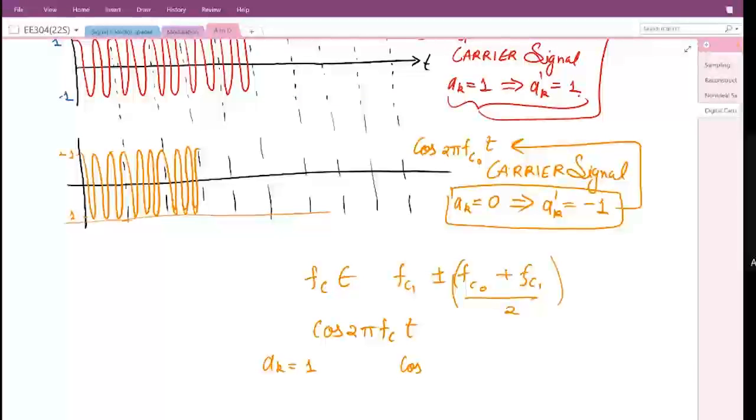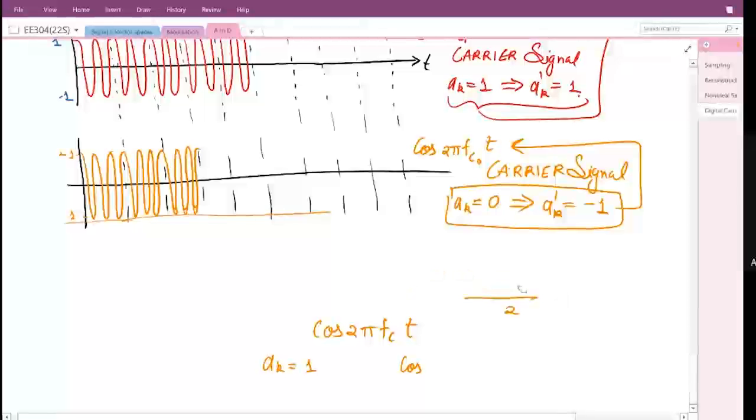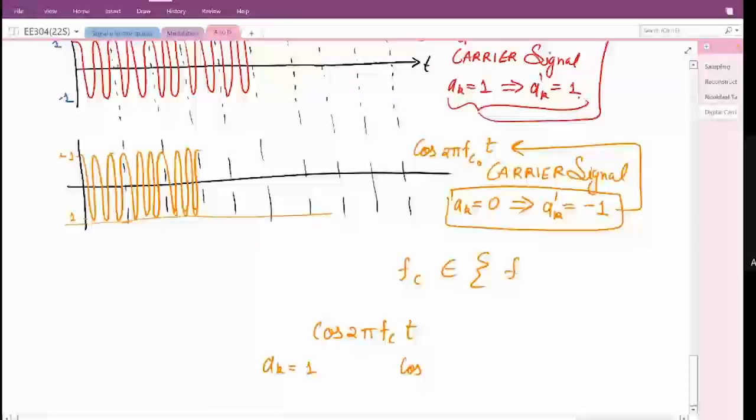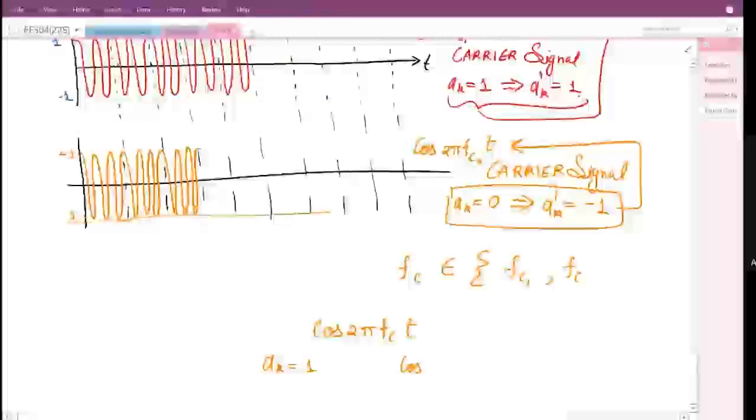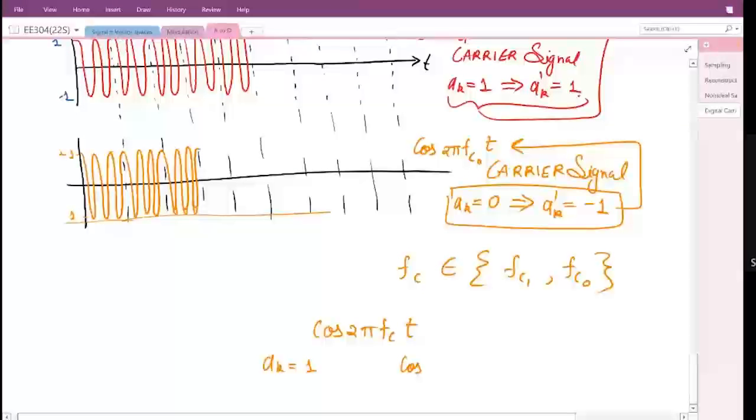So what I want is, let us forget about this. Simply write like this: FC takes two values, which is FC1 and FC naught. Yes, sir. Like I was saying, FC will take FC1 when AK equals 1, and it will take FC0 when AK equals 0. So we can represent it in the same signal instead of two different signals.